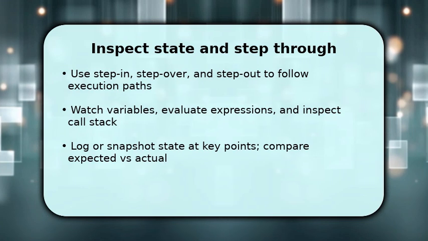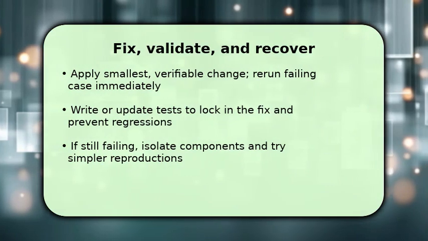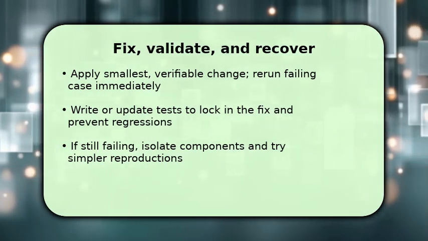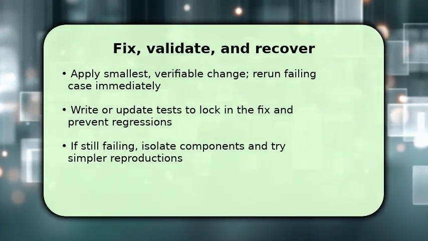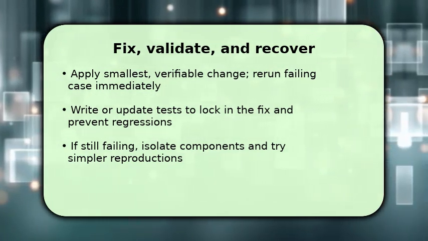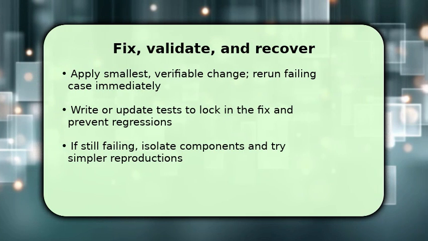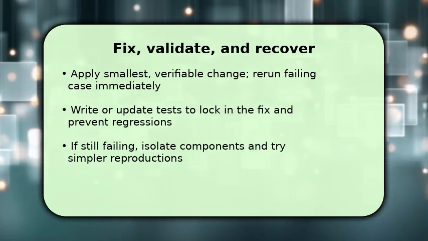You finish by making the smallest change that addresses the observed cause, then rerun the specific failing case to validate the fix. This keeps feedback tight and prevents collateral damage. Once passing, add or update tests so the behavior stays corrected over time.